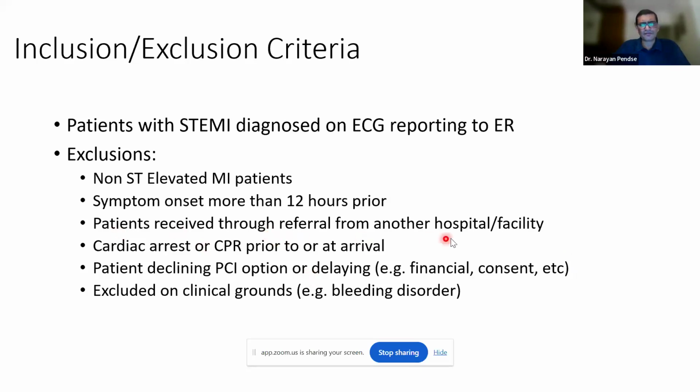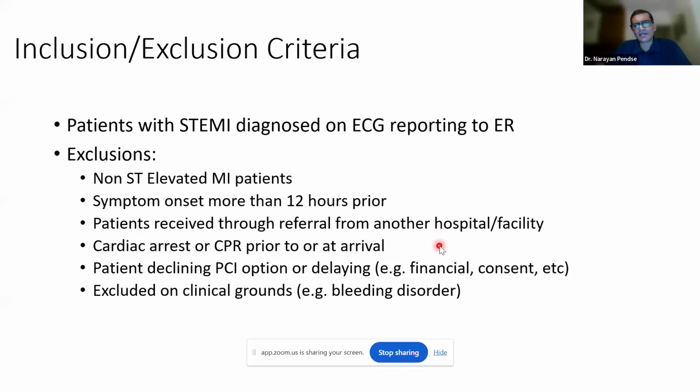Patients received through referral from another hospital or facility. Many times the patient may have gone to a neighborhood hospital or a smaller facility without a cath lab, for example, or without a cardiologist being available at that time. And if such a patient is received to your hospital, obviously such patients would be excluded, because they have already suffered delay, or their door to balloon would have started from the time of reaching that particular hospital.